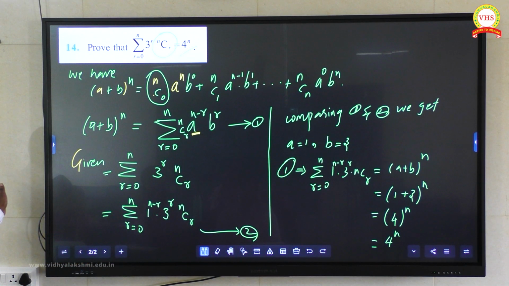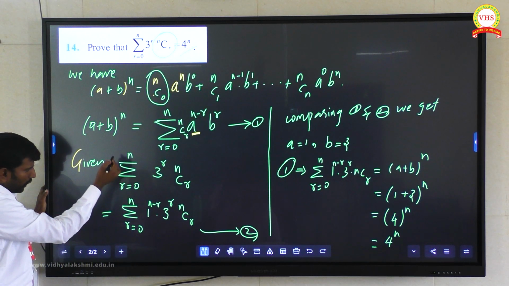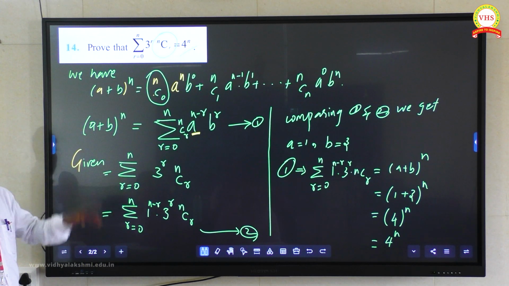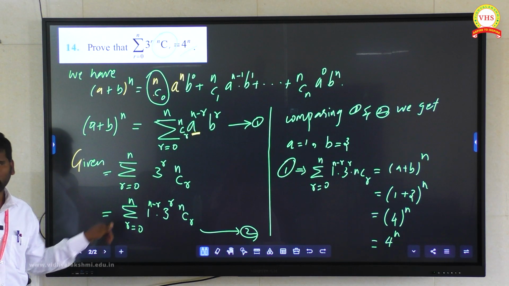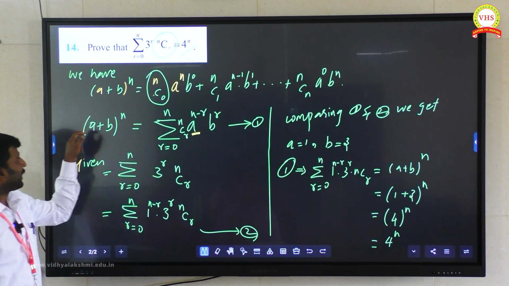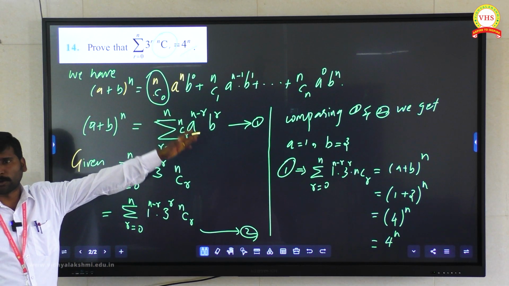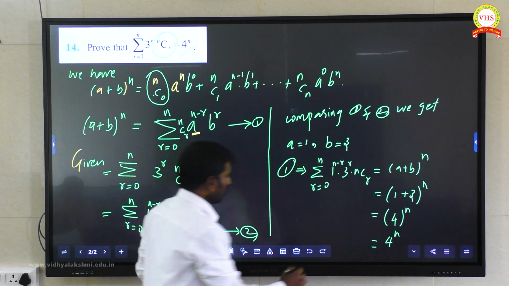Where they ask to prove that, don't take both things. Take only the left hand side and just compare. Then you will be getting the right hand side and left hand side comparison. After that you will be getting what a is and what b is. Then, substituting in (a plus b) whole power n, you will get the required result. Right, that's all.